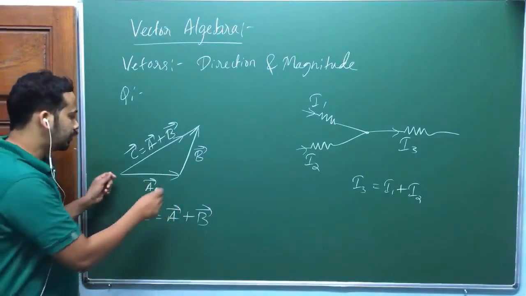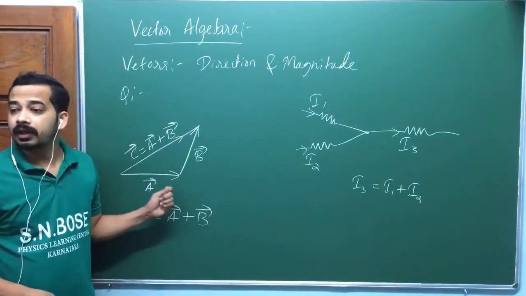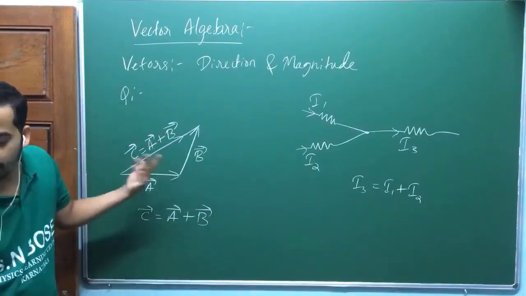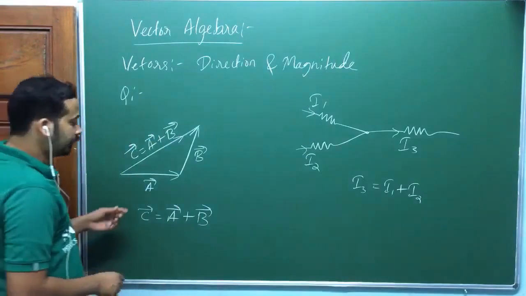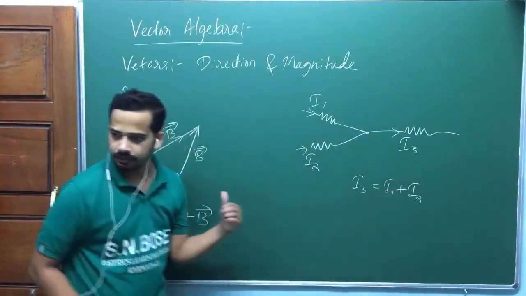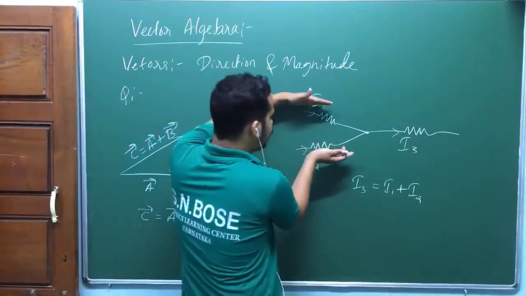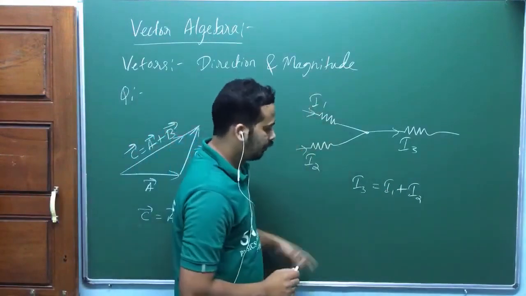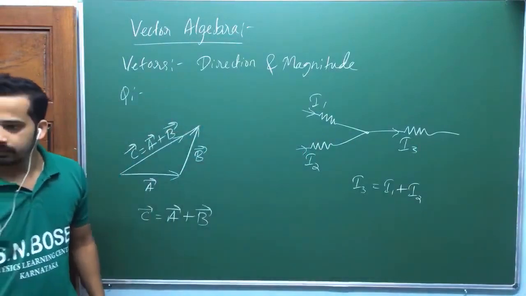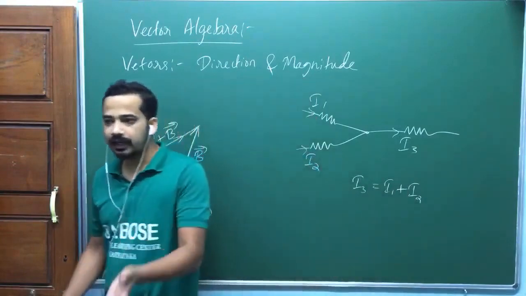So vectors are quantities which have direction and magnitude, along with which they should follow some rule of addition, a law of addition. Here also you have one addition rule, and here also you have one addition rule. So can you find the difference? Suppose I bend these two wires, will this rule change? That is why electric current adds like a scalar.